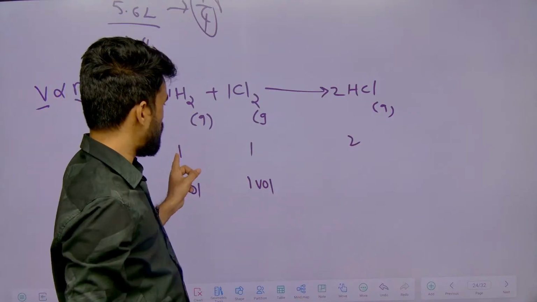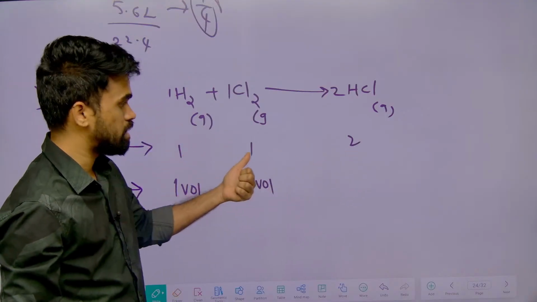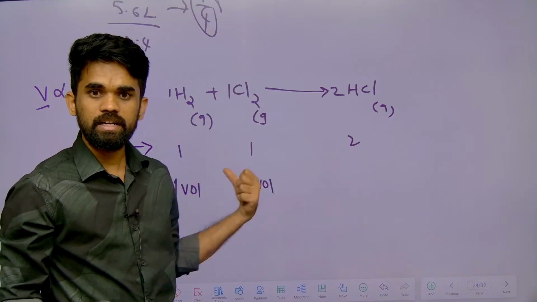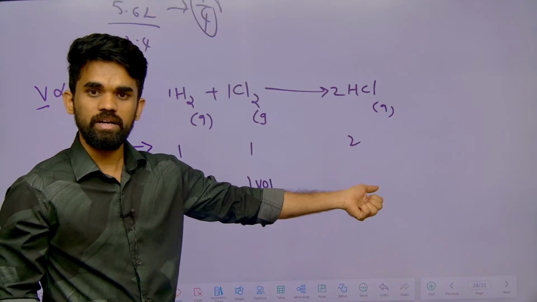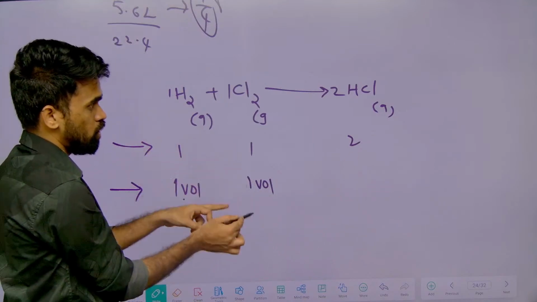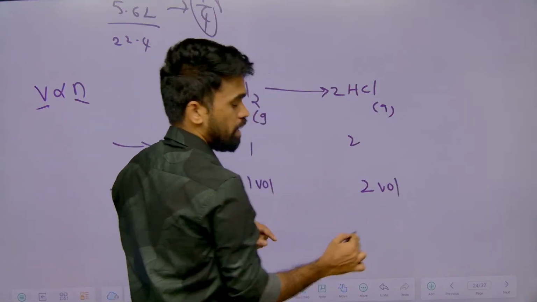Just see, if this is 1 ml, how much does this come to? 2 ml. So this is also 1 ml, this is also 1 ml. So it will be 2 ml. For 10 it becomes 20 ml. Is this clear what we are doing? So 1 volume of H2 and 1 volume of Cl2 combine to produce 2 volumes of HCl, you can say.